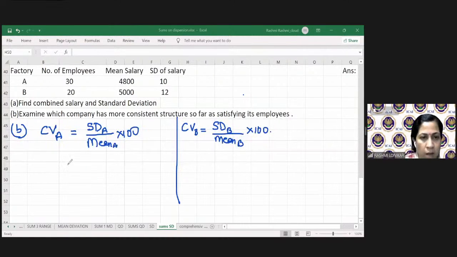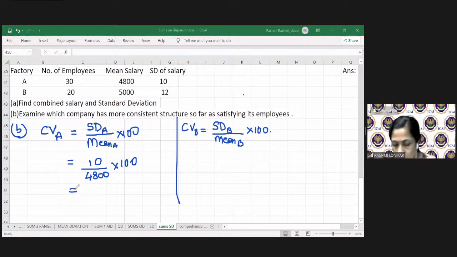Okay. So how much is standard deviation of factory A? 10. What is the mean of factory A? 4800 into 100. So can you tell me how much will this be? 1000 divided by 480. This is 0.208. Okay. So coefficient of variation of A is 0.208.